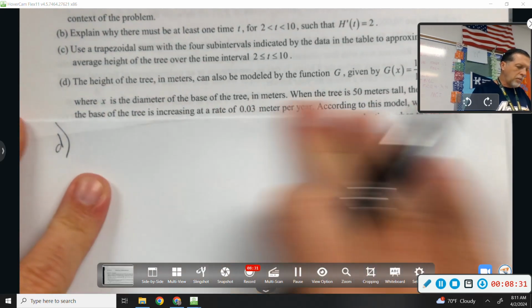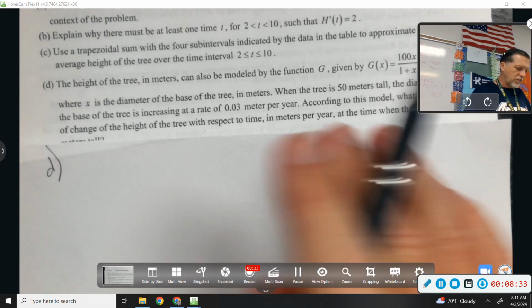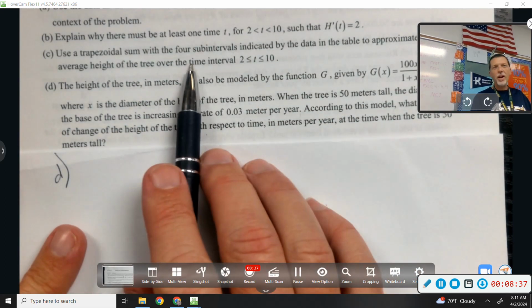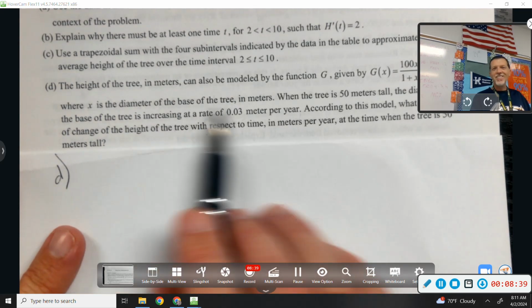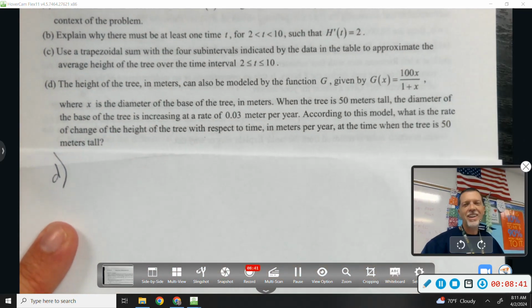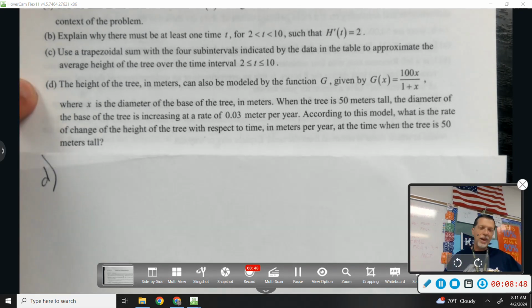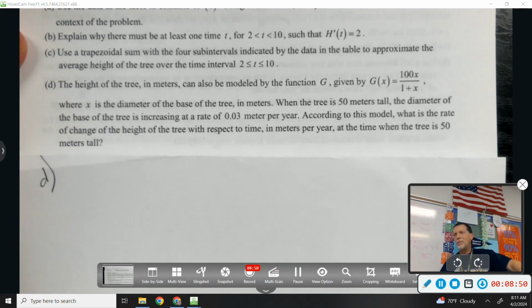the height of the tree in meters can also be modeled by this function. I'm looking at this thinking, you know what, it might be wiser for me to just go back and do the trapezoidal rule rather than try to figure out what this is going to say. If I was taking the test and my time was short, I'd probably be like, I don't think that's worth my time for D. I'm going to go back and do the trapezoid rule because I know how to do that.